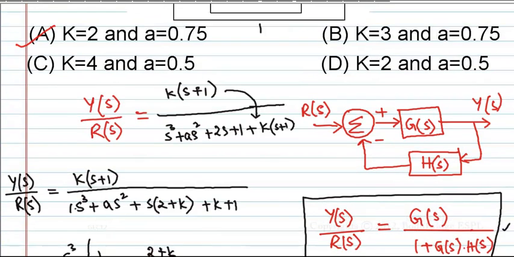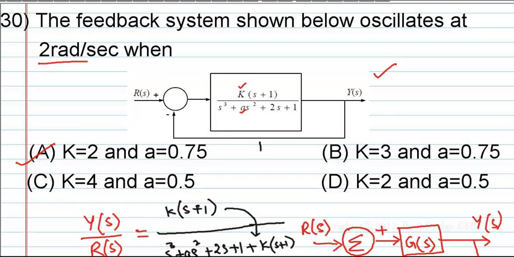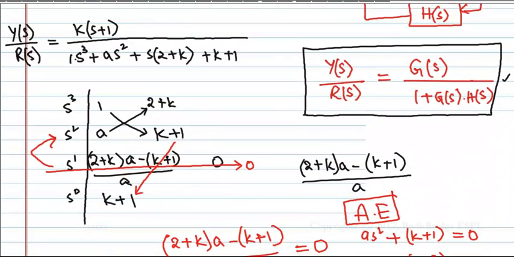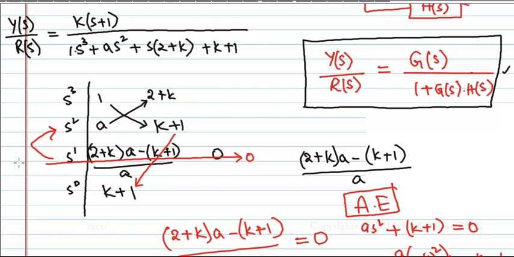Okay, what did I do? He has given this and it oscillates at 2 radian per second. Therefore you can directly say this is a question on RH criteria. In RH criteria you should draw the Routh-Hurwitz table, therefore I drew it. And whenever a row of zeros occurs, the system oscillates. That we know. Therefore I have equated this to 0 and I found it out. Okay.